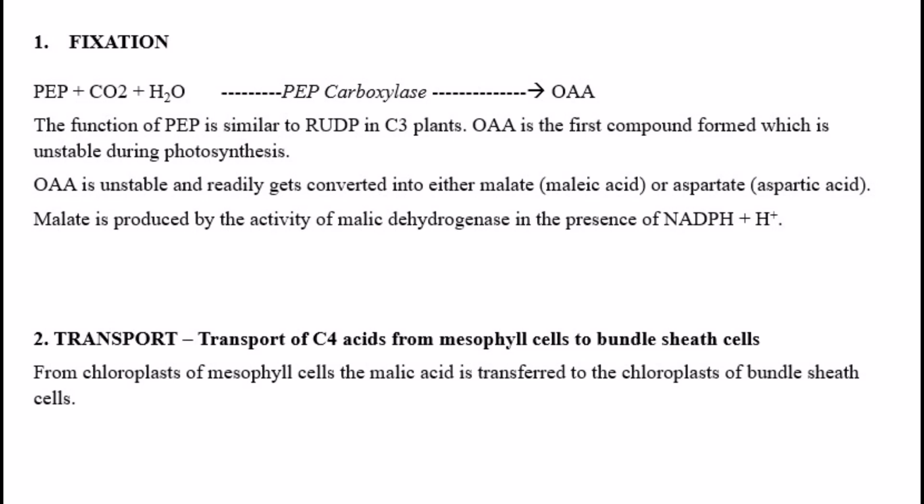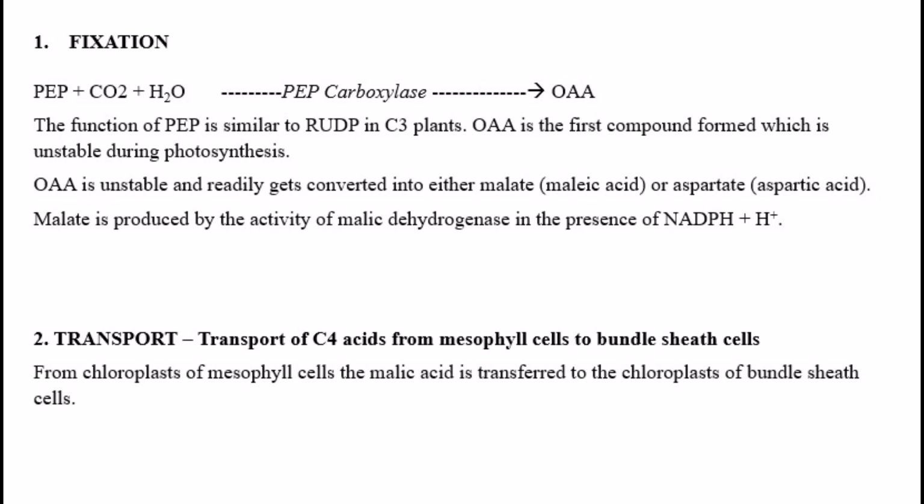In the second step, that is transport, the C4 acids which are produced in the mesophyll cells are now transported into the bundle sheath cells. So from the chloroplast of mesophyll cells, the malic acid is transferred to the chloroplast of the bundle sheath cells.